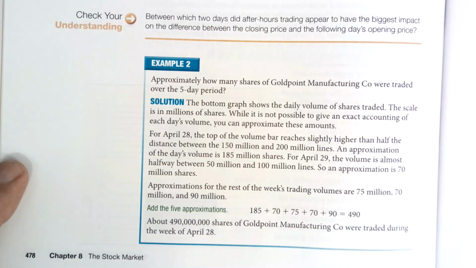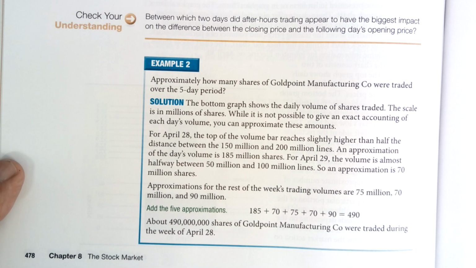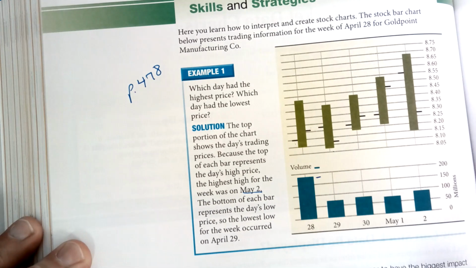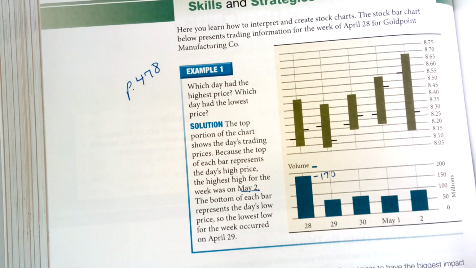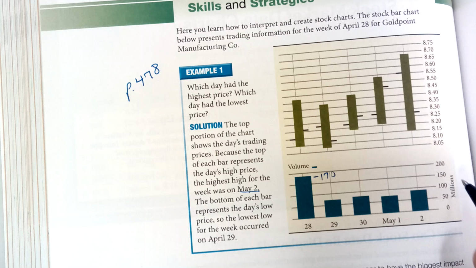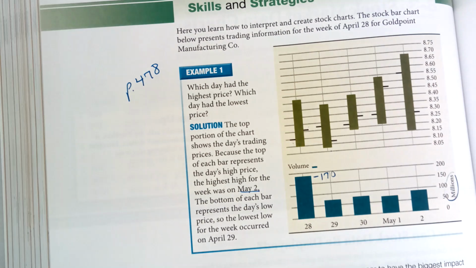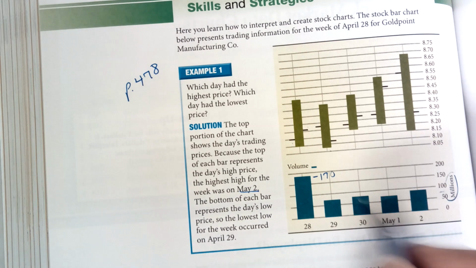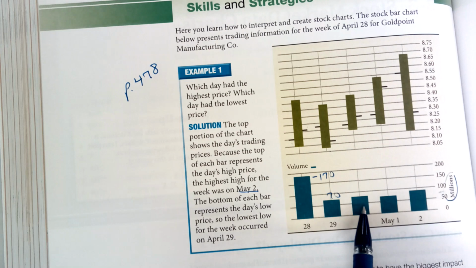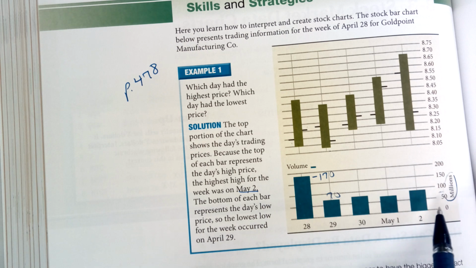Let's look at example 2, if I can get it on here. Approximately how many shares were sold? Well, you have to approximate the height here. So you could say what they said was 170, I think, million. See how it says in million? And then you approximate this one to whatever you think it is. I think they said 70. And then you approximate this one, whatever they say, and then add them all up and divide by 5. Okay, it's like an average. And that's what they did down here.